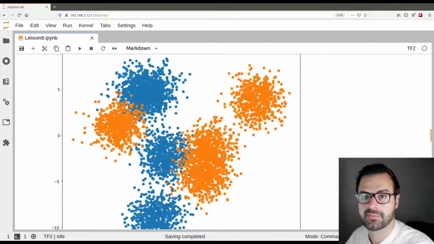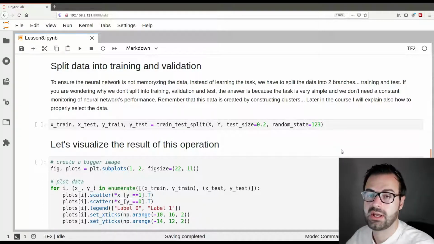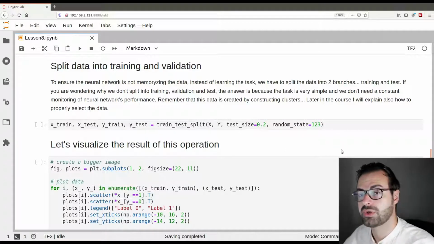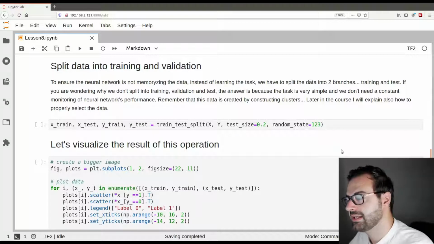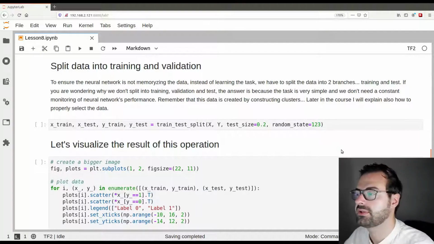So if you want to make sure that the neural network is not memorizing the data that it's seeing, but is learning the task, then we have to split the data into 2 branches, training and testing. If you're wondering why we don't split data into training, validation, and testing, the answer is because the task is very simple and we don't need a constant monitor of the neural network's performance, so it's not mandatory.